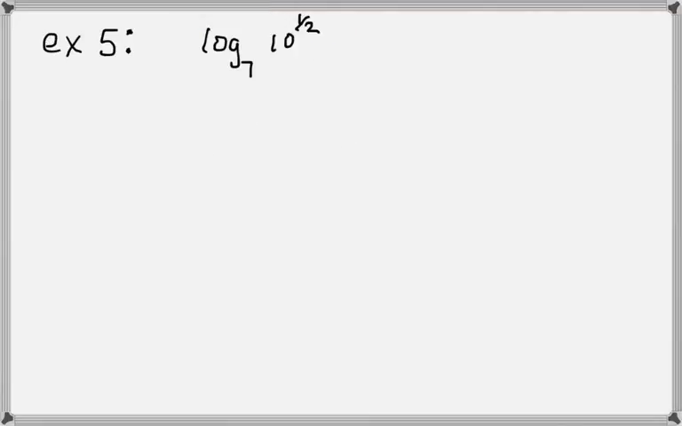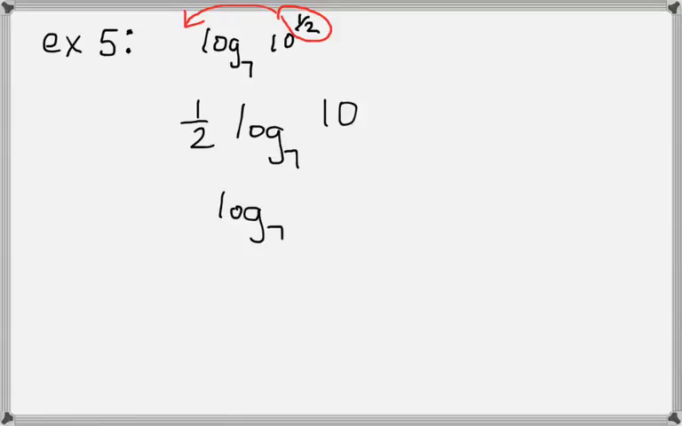Here we have log base 7 of 10 raised to the 1/2. Same principle. We can use our power property to take this exponent right here and move it out front as a coefficient. So we have a 1/2 times the log base 7 of 10. We typically won't write it as a coefficient of a fraction, so we would typically write that as log base 7 of 10 being divided by 2.